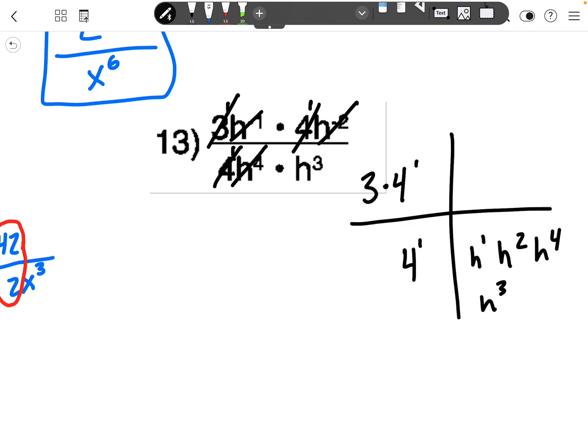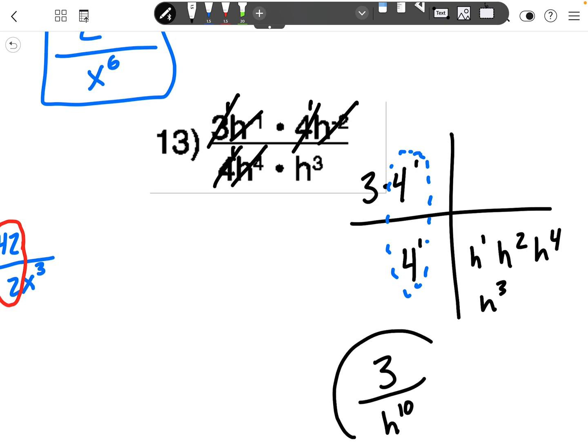Okay. So 4s, let's look at that. 4 to the first power over 4 to the first power. 1 minus 1 is 0. So if 0, 4 is my answer, I just have this 3. Then I have H. 1, 2, 3, 4, 5, 6, 7, 8, 9, 10 H's, and they're all on the bottom. H to the 10 on the bottom.